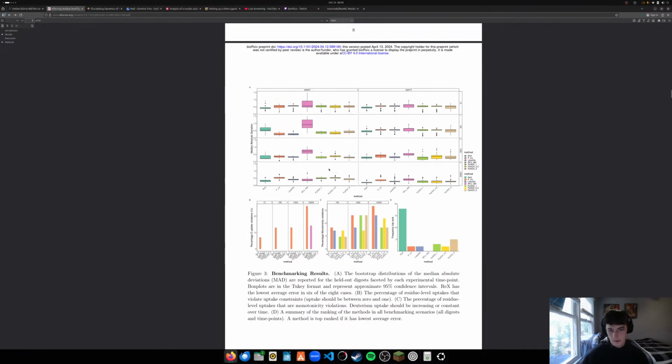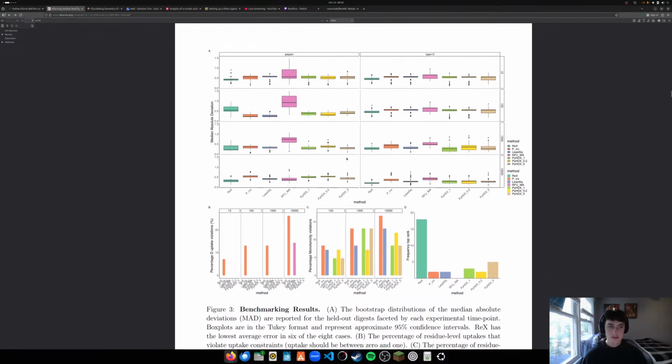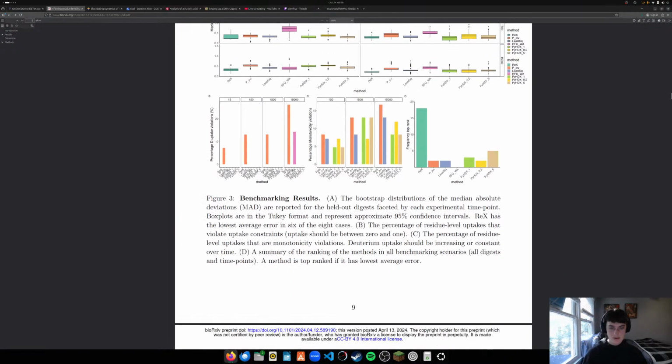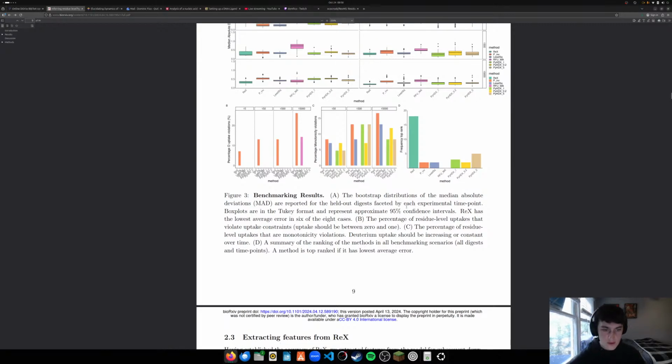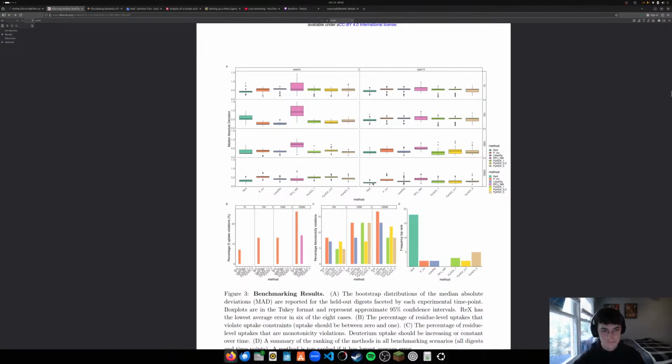Okay. So this is the benchmarking results. We have median absolute deviation. So I guess the lower the better. Bootstrap distributions of median absolute deviation are reported for held out digest by experimental time point. I don't know, man. They're pretty close.